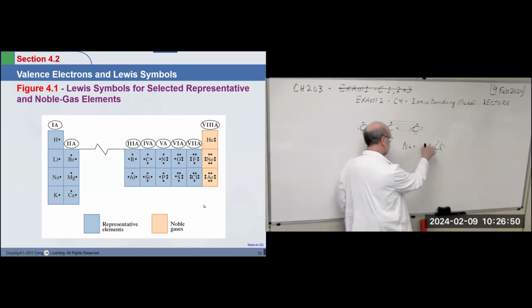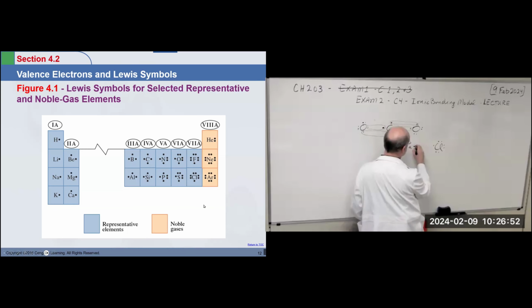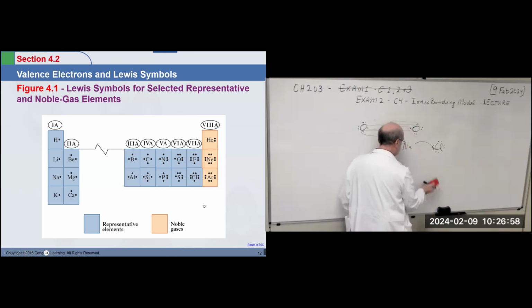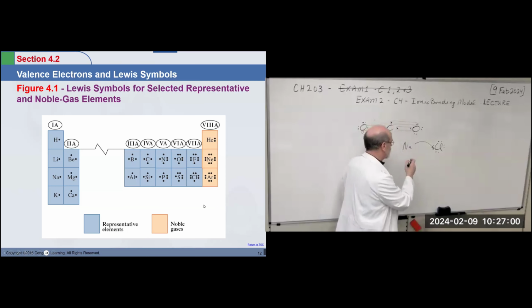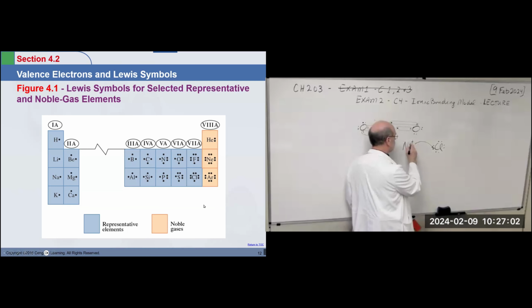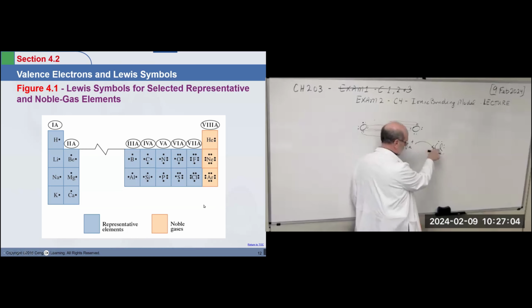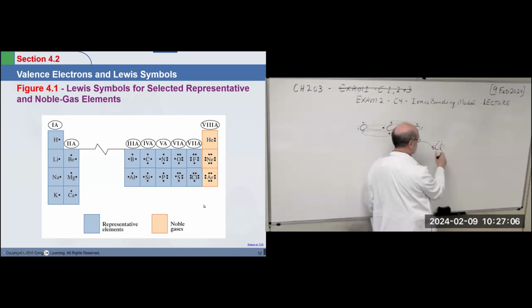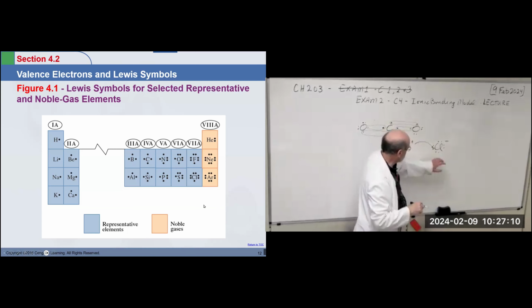Then rather than share the electrons, sodium just gives up its electron. It goes over here. Right? And now its electron is gone. And if it's deficient in 1 electron, that means it has 1 extra proton or positive charge. Chlorine now has 1 extra electron, gives it a negative charge. But it has an octet here.